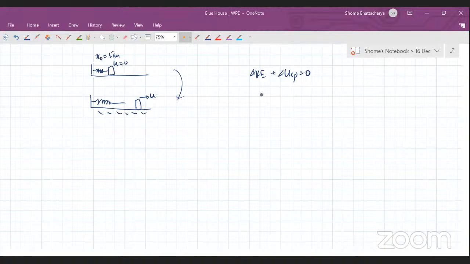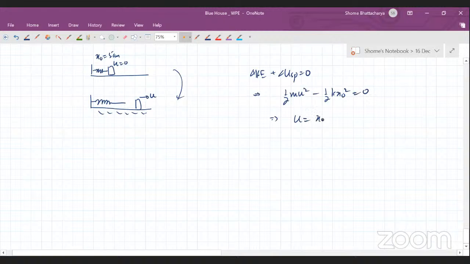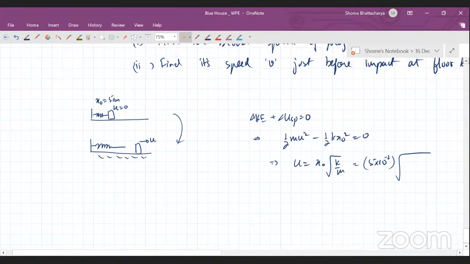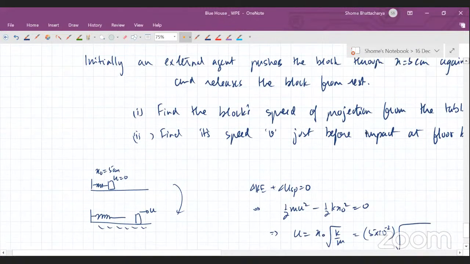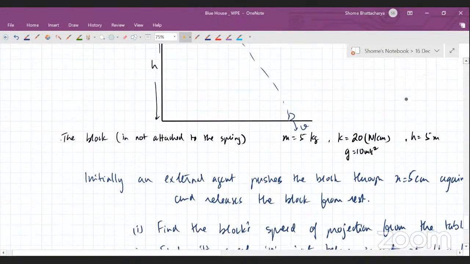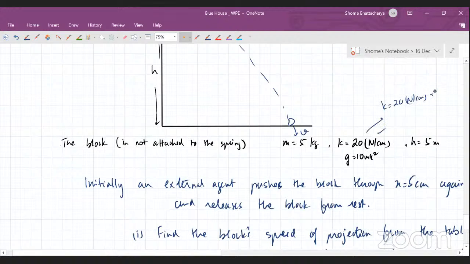Okay, so half m u square minus half k x naught square should be 0. So you will get u as x naught times square root of k by m. So that is 5 centimeters converted to meters, times square root of, now this was how much? 20 Newton per centimeter. We will convert to SI unit, so it will become 2000 Newton per meter, and mass was 5 kg.